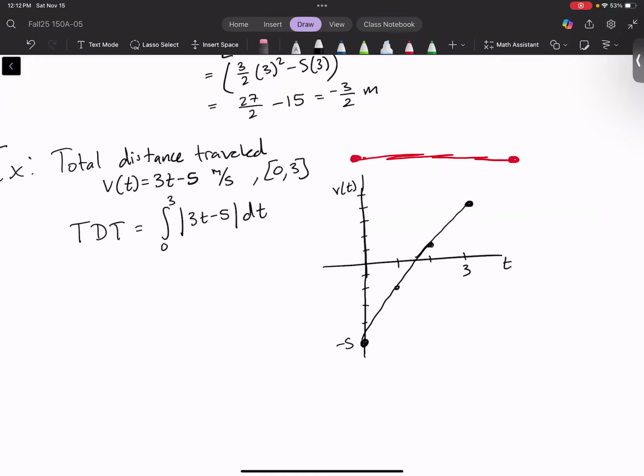But notice here, part of it is negative, part of it is positive. Okay, so what we're going to do is split it into two integrals. One integral on this interval where we're negative, and one integral on this interval where we're positive, right? Because on the positive interval, absolute value doesn't change anything. On the negative interval, it changes the sign, right? That's how you could do it for graphing.